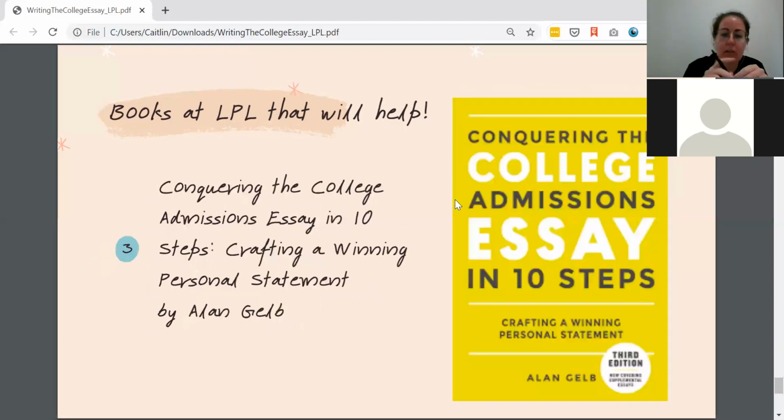And then we also have this, Conquering the College Admissions Essay in 10 Steps: Crafting a Winning Personal Statement. Didn't use this as much, but it is still a great resource.